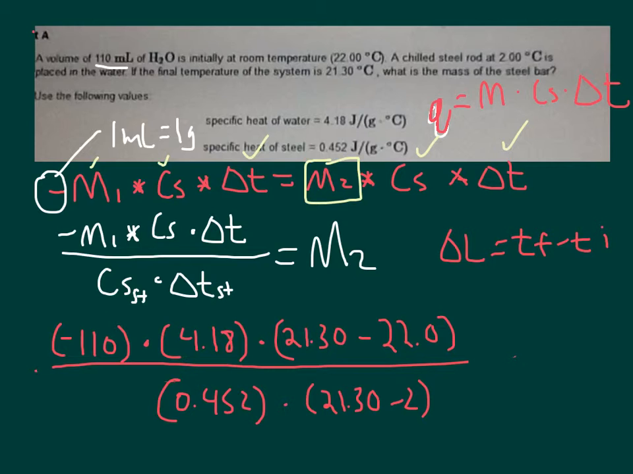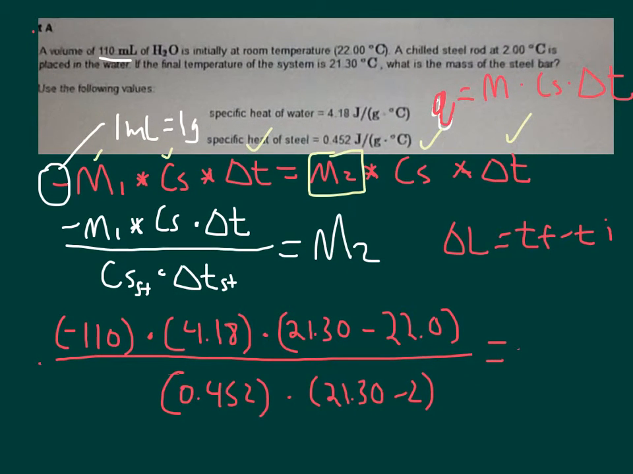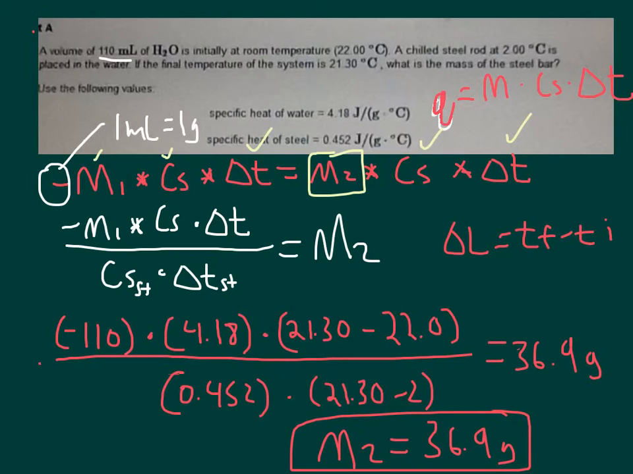And what does this value equal? Well, when you plug this into your calculator, I got roughly 36.9 grams. So M2 equals 36.9 grams. Now, there's one more part of this problem. We're going to go to the next page to solve for it.